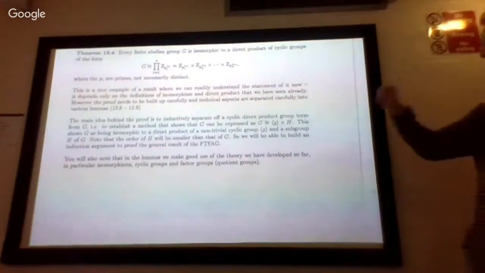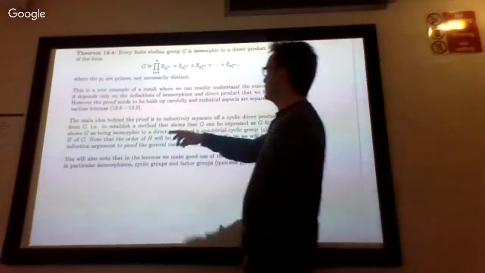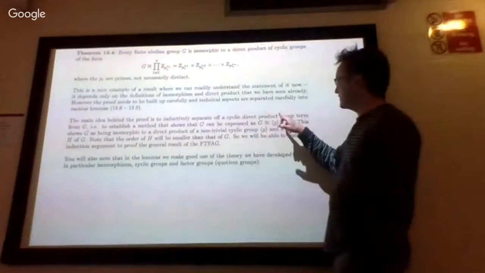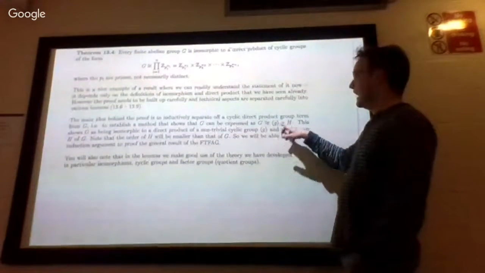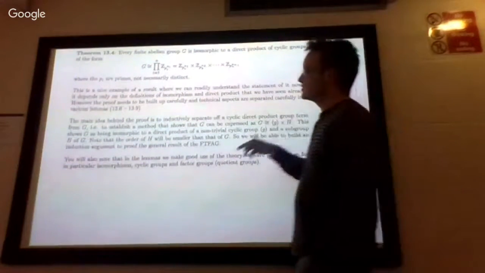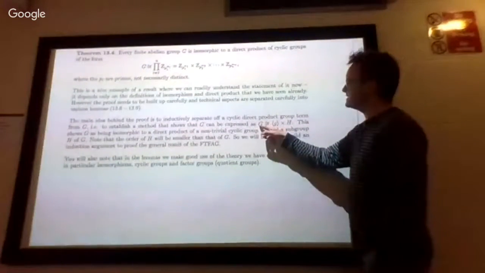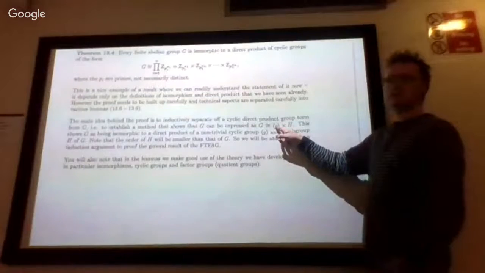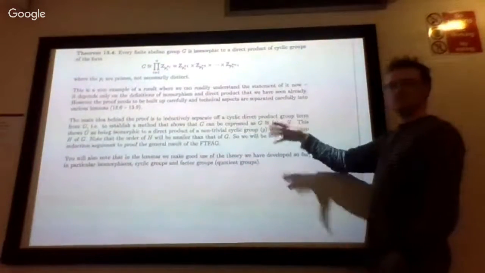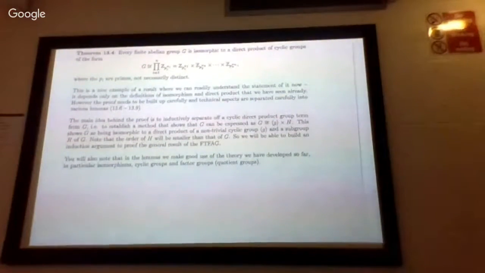So the central idea is that G can be isomorphic to the direct product of a non-trivial cyclic group and a certain subgroup H of G. So I'm going to separate out one bit of capital G, which is a cyclic group, and then there's going to be the remainder, so to speak.